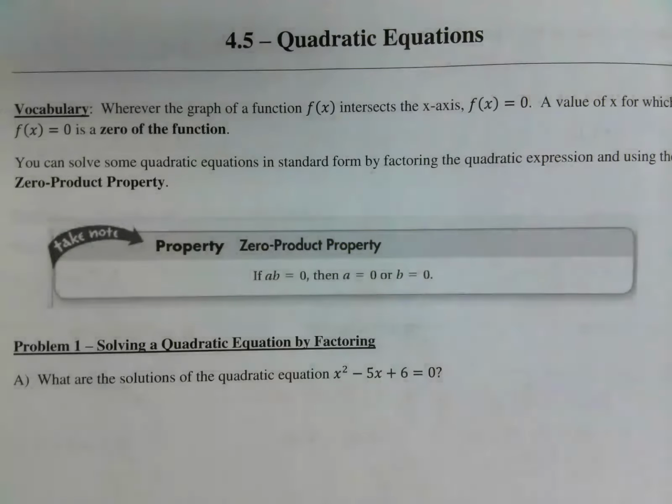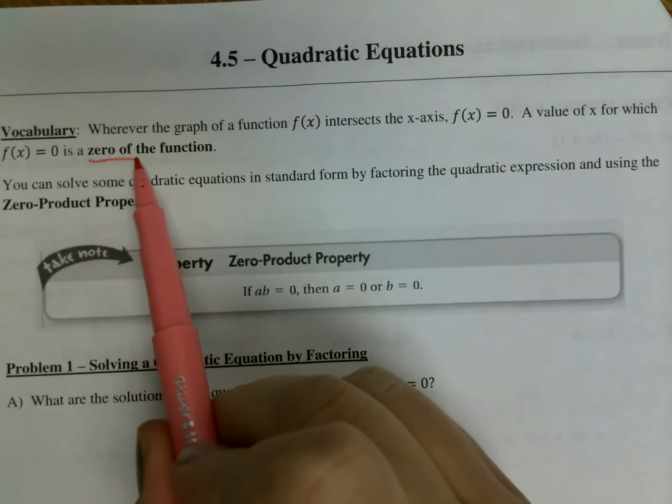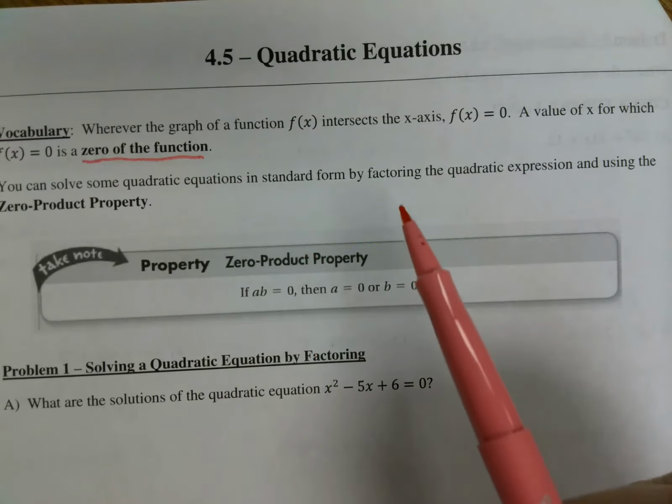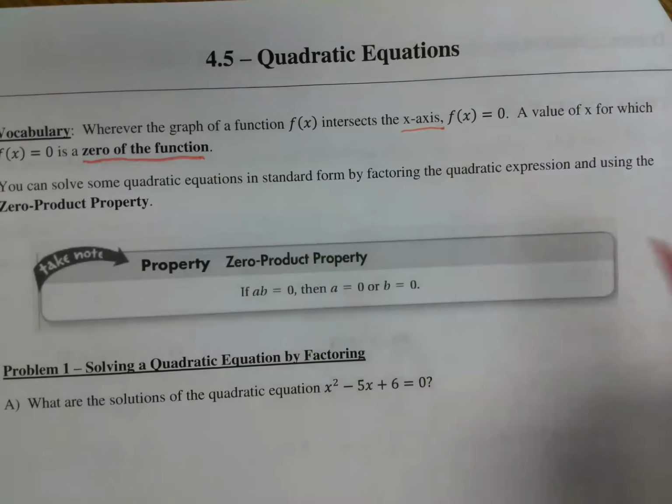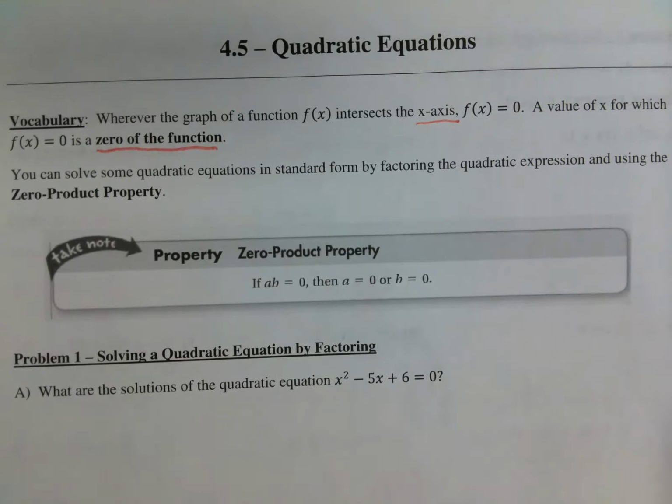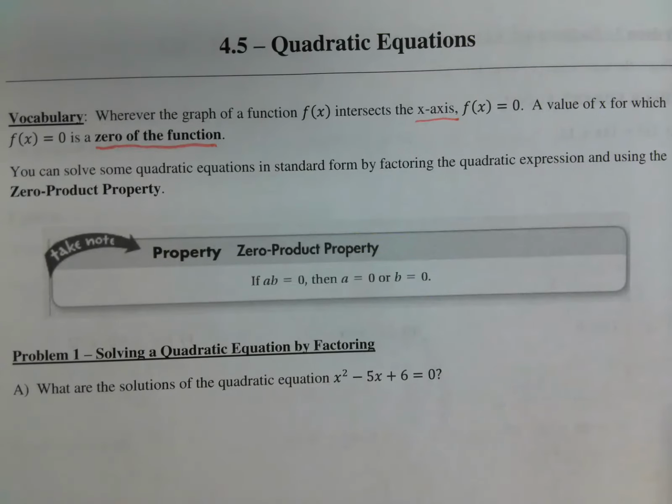4.5 quadratic equations. So when we have quadratic equations, we have zeros of a function. Zeros of a function is where it crosses the x-axis. This is also called your x-intercept. Those two are the same thing.